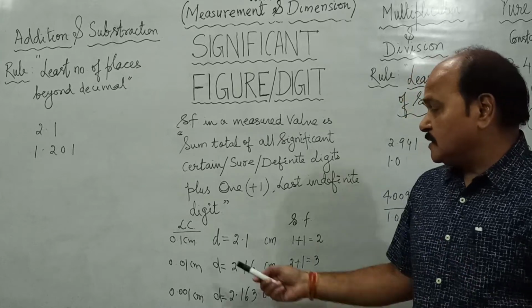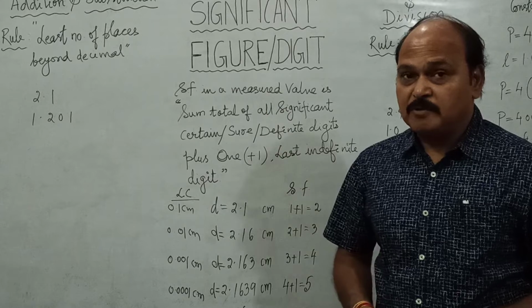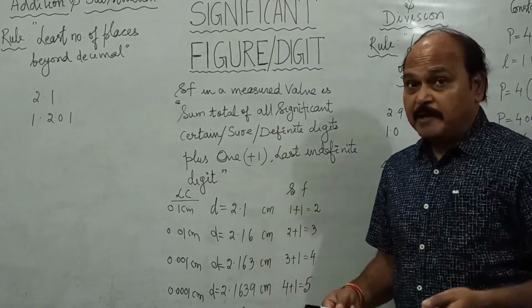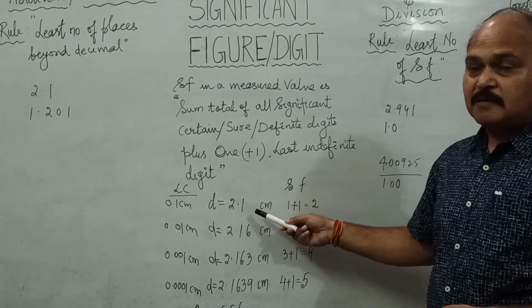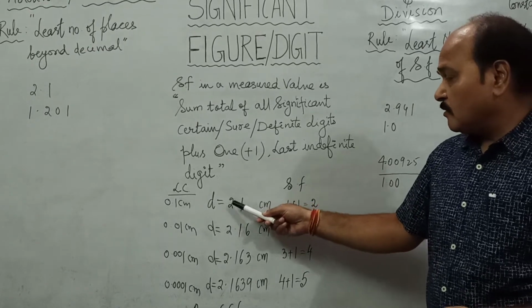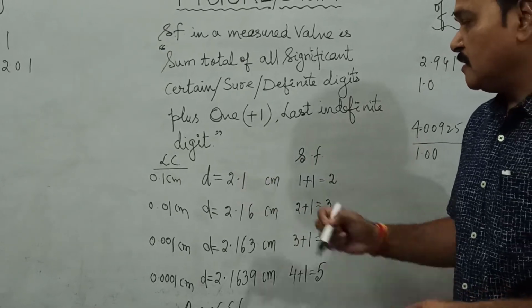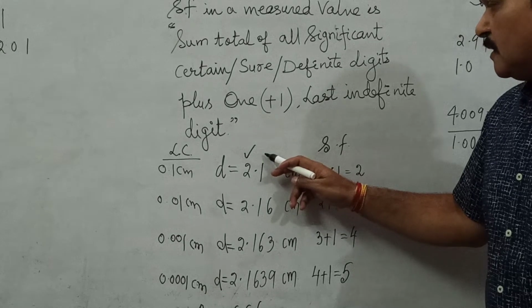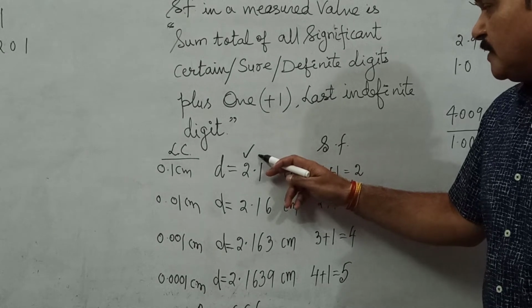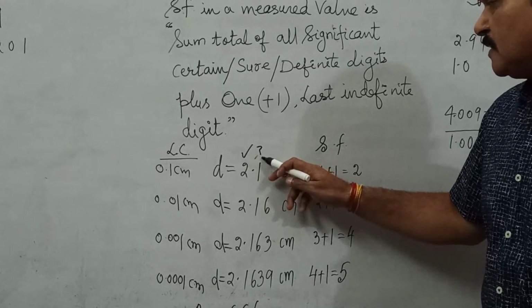Well, suppose this is the diameter of this pen. This is again the same popular example which I have been taking up again and again. This is the diameter of the pen. It is 2.1. Now, out of these two digits in the measured value, 2 is certain. But there is uncertainty attached with the last digit. There is an element of uncertainty attached with the last digit.